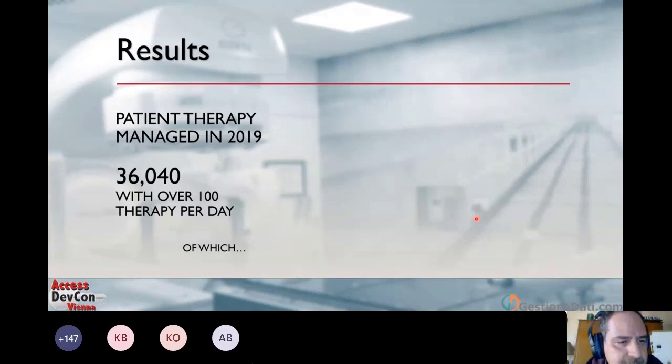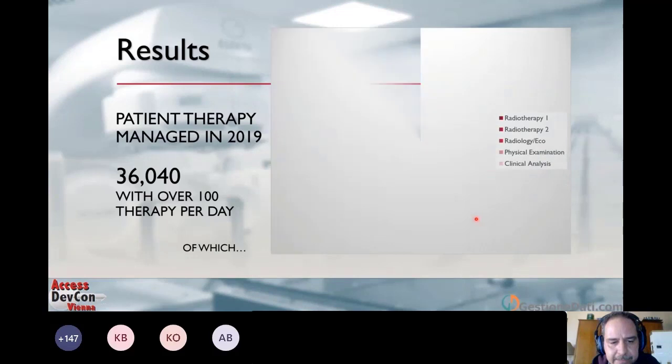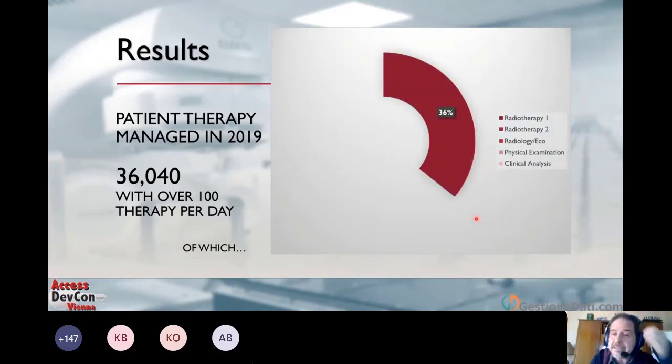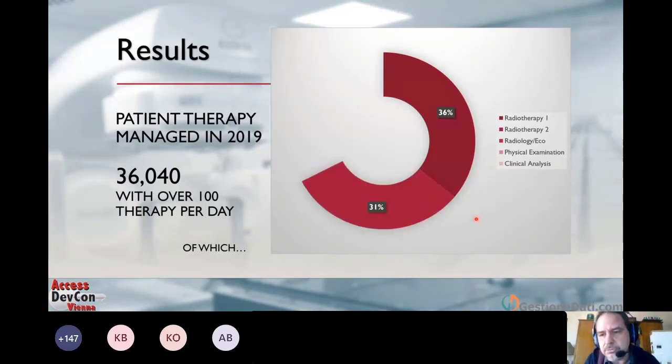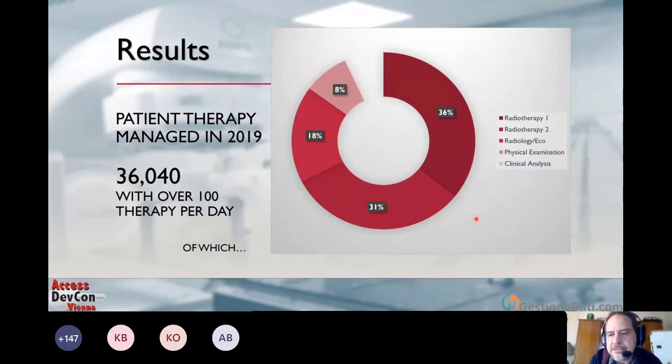The result of this system is that we managed 36,000 therapies in 2019, with over 100 therapies per day, of which 36% radiotherapy 1, because the facility has 2 radiotherapy machines, 31% radiotherapy 2, 18% radiology and ecography services, 8% physical examination, 7% clinical analysis.